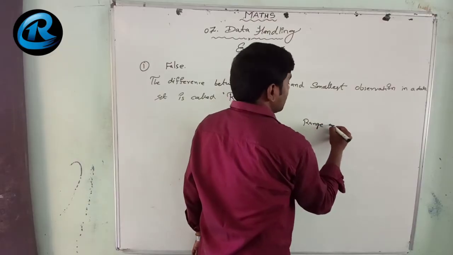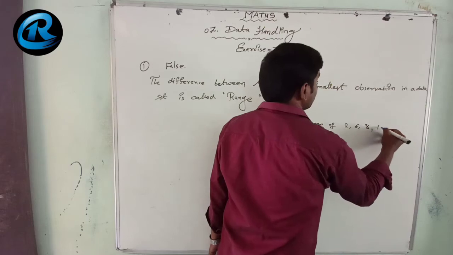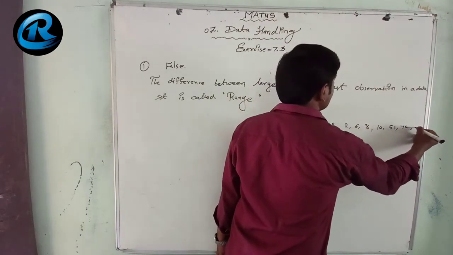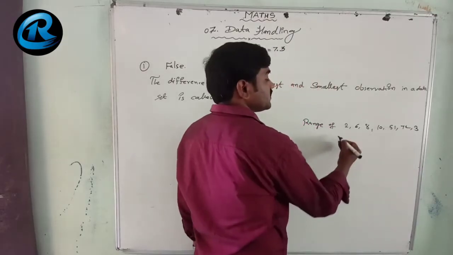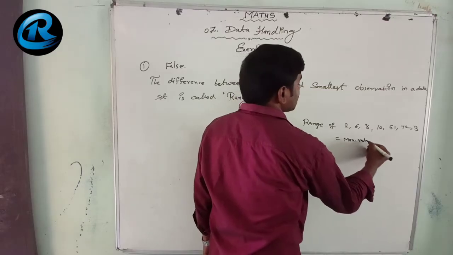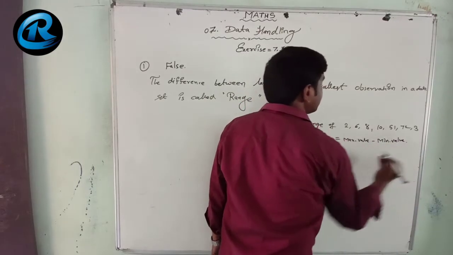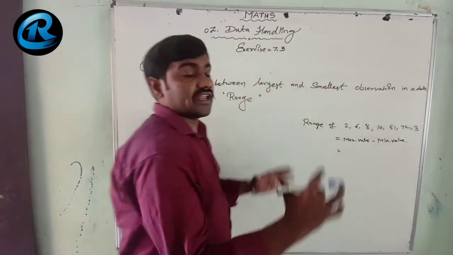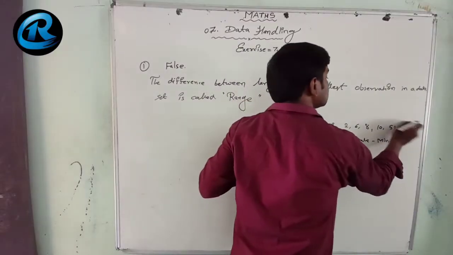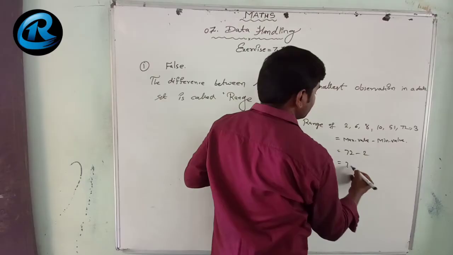What is the range of 2, 6, 8, 10, 51, 72, 3? What is the range of this data? Simple. Maximum value minus minimum value of the data. That is called range. The maximum number here is 72, minus the minimum number, 2, which is equal to 70.